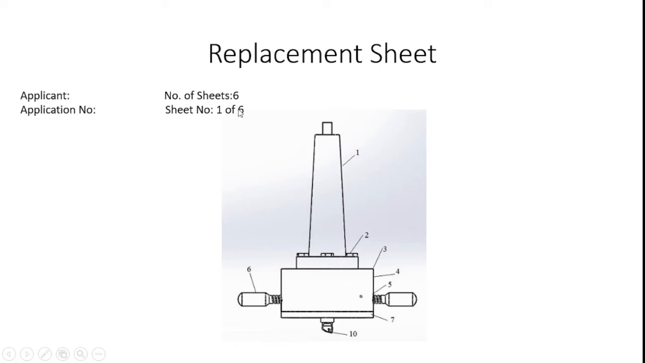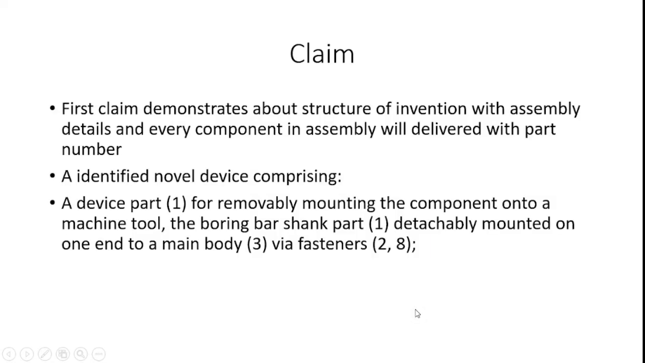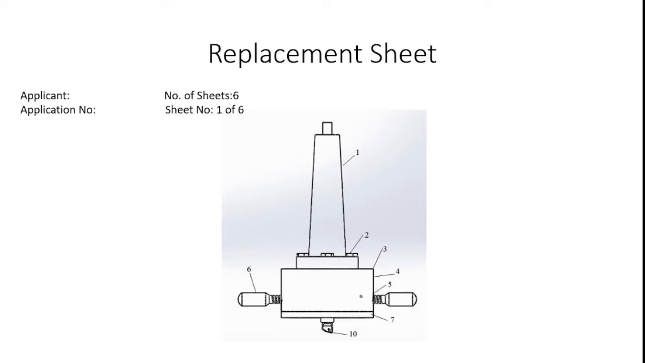After that, suppose I have 6 sheets to explain my component, I can represent all the drawing views with every sheet. According to this example, which has 6 sheets, in the first sheet I represent it as sheet number 1 of 6. Here I mention all the components as 1, 2, 3, 4, 5, 6, 7, 8, 9, 10. Likewise, I give the name to the parts that are available with my invention, which is the example.